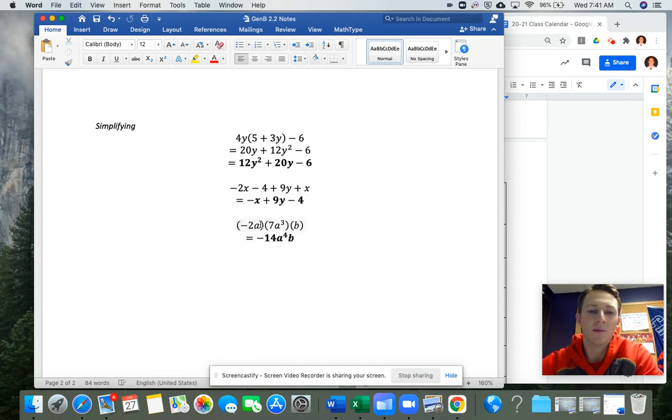And lastly, we're going to multiply all of these together. So let's take negative 2 times 7 times 1 is negative 14. A times a cubed is a to the 4th. And then we just tack on the b to the end.